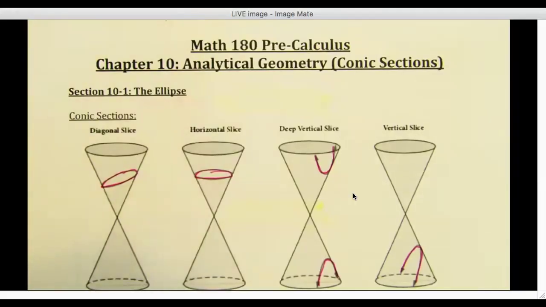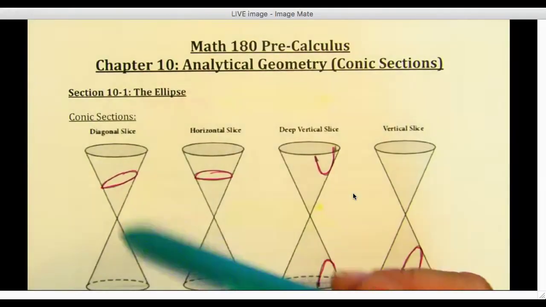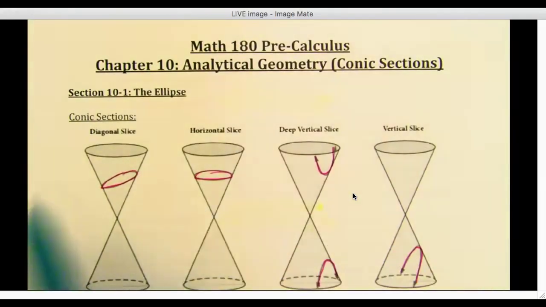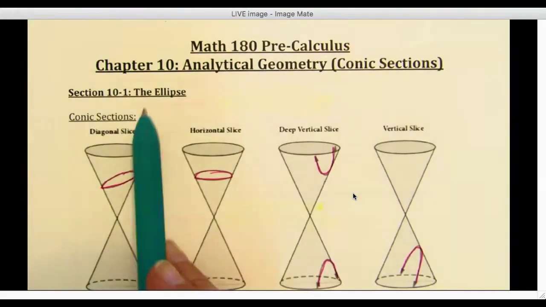All right, this is chapter 10, and we are looking at conic sections. Basically, all of the different shapes we are going to be graphing in this chapter come from taking a double cone, that's what this is here, and cutting it with a plane. So the first conic section we'll be looking at is the ellipse.